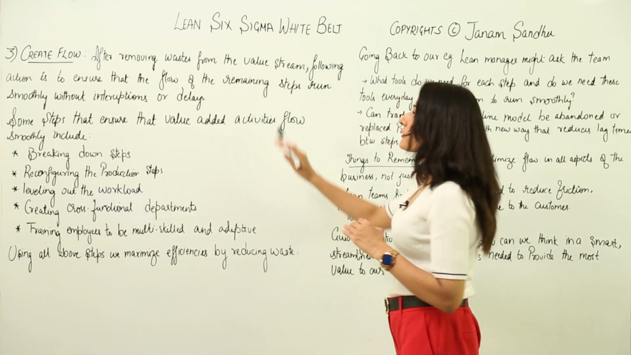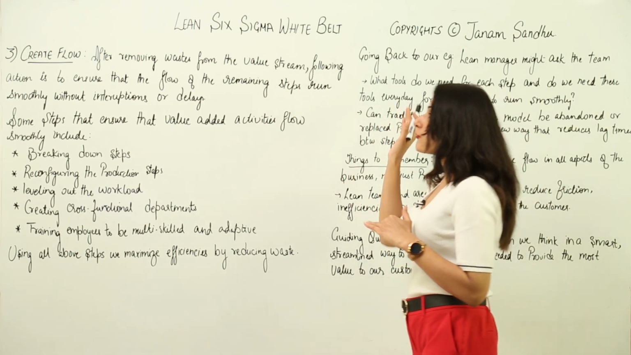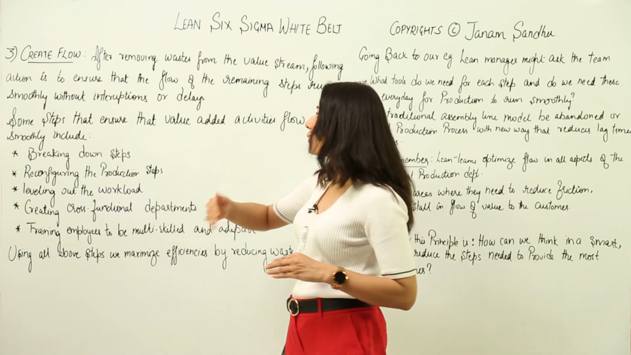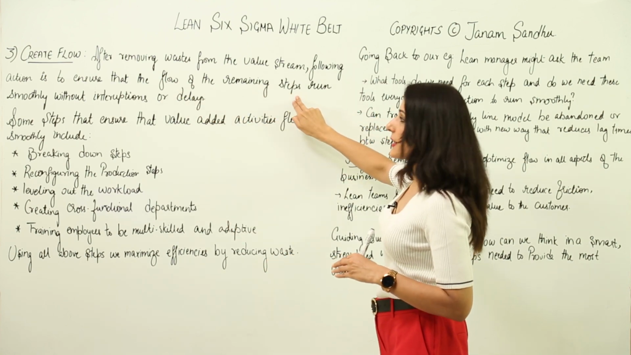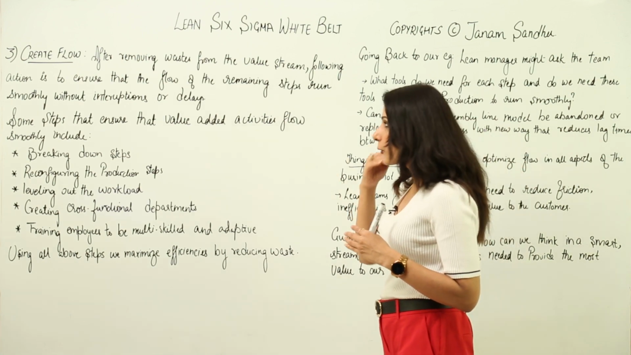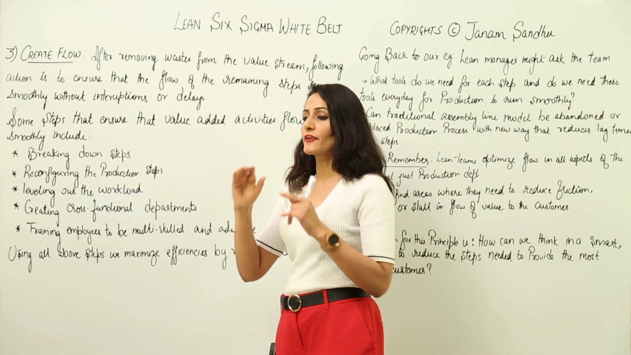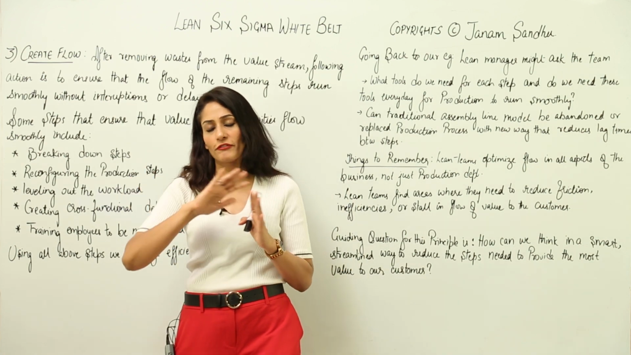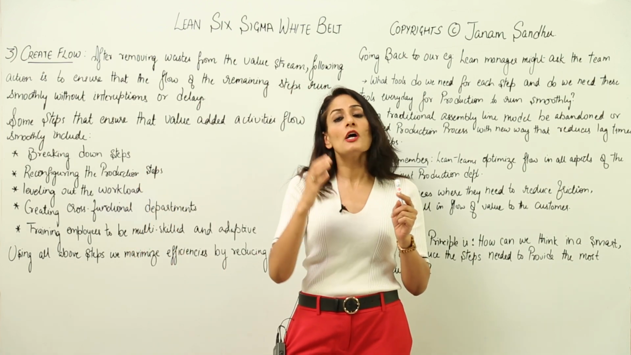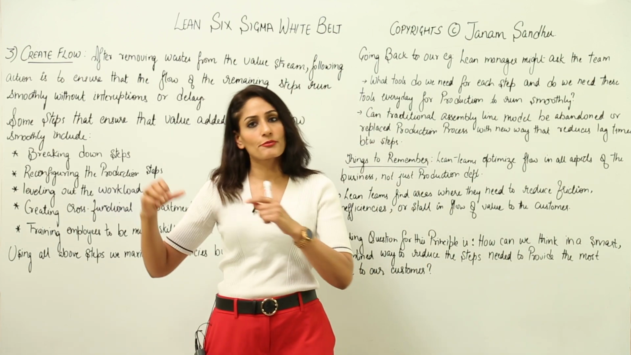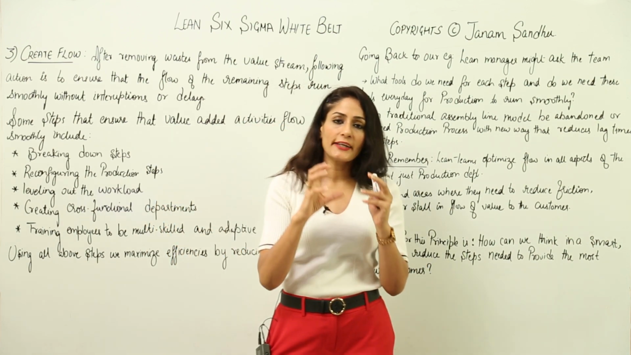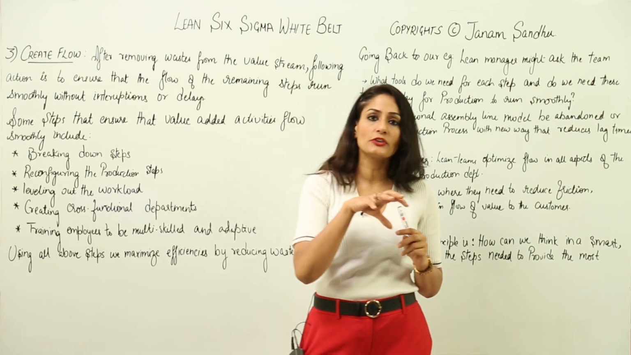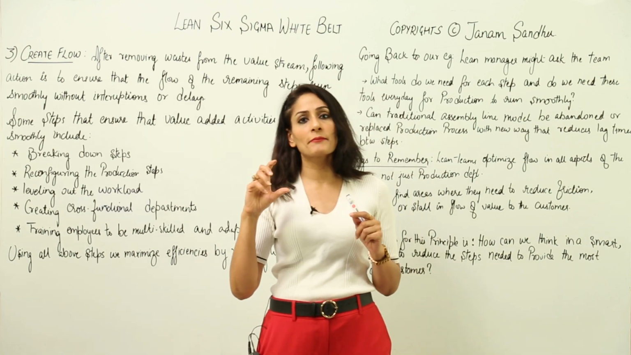So after removing waste from the value stream, the following action is to ensure that the flow of the remaining steps runs smoothly without interruptions or delays. Once you have created the value stream, you have removed the waste and inefficiencies from the system which are very visible. So now this principle states that you need to find out that there are no stoppages, no backlogs, no blockages or long queue times in your process.